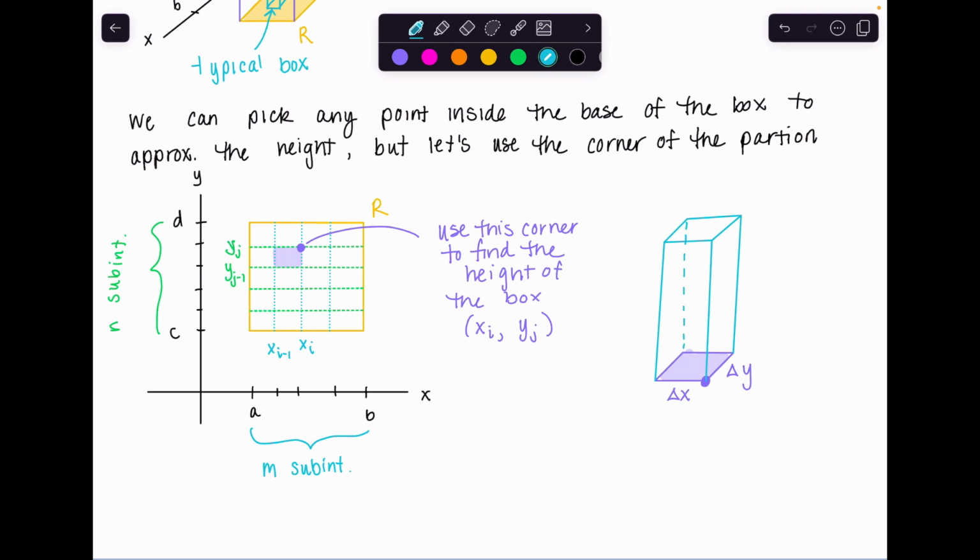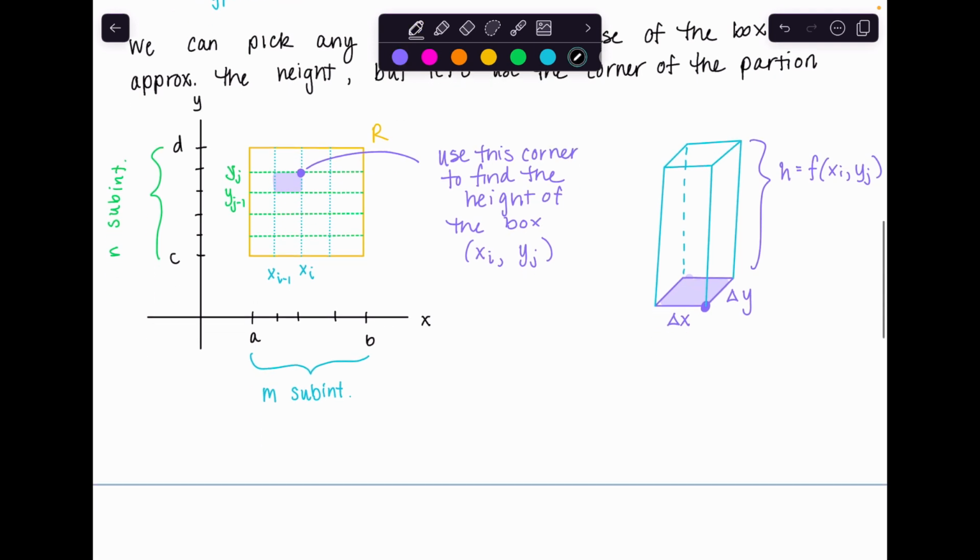And then our height is going to be the function evaluated at that corner point. So our volume is just the product of the three.